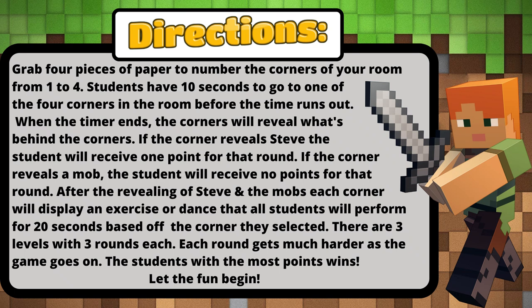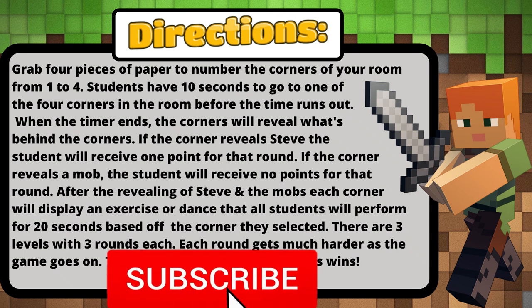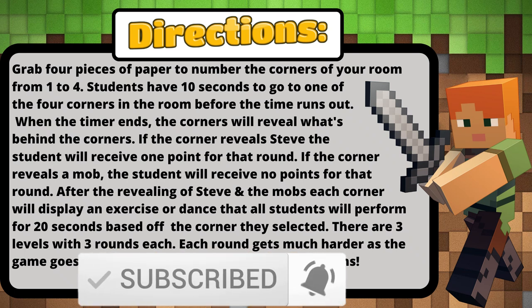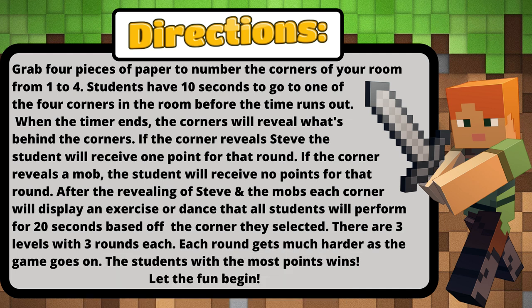Grab 4 pieces of paper and number the corners of your room from 1 to 4. Students have 10 seconds to go to one of the 4 corners in the room before the timer runs out. When the timer ends, the corner will reveal what's behind the corner.